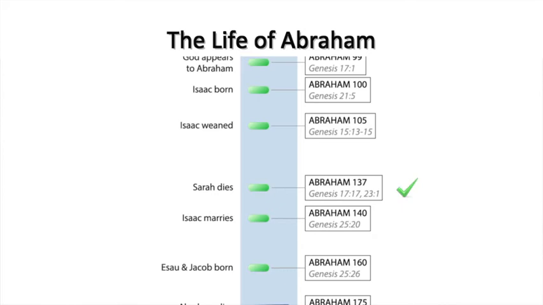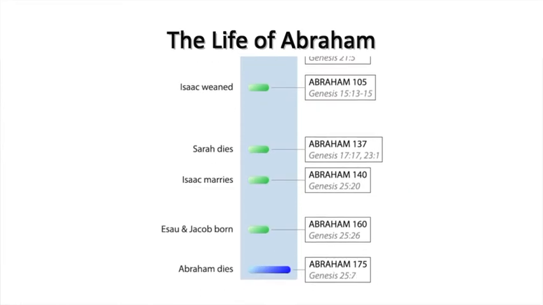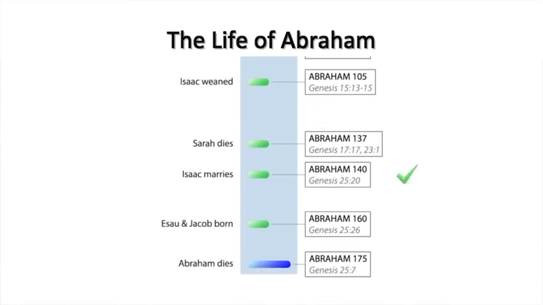It said, "Now Sarah lived 127 years." Sarah was 90 when she bore Isaac. That's Genesis 17:17. So Isaac was 37 when she died. Abraham was 100 when Isaac was born, so he was 137 when Sarah died. When Abraham was 140, Isaac married. Genesis 25:20 says, Isaac was 40 years old when he took Rebekah to be his wife. This took place, therefore, 3 years after Sarah's death.